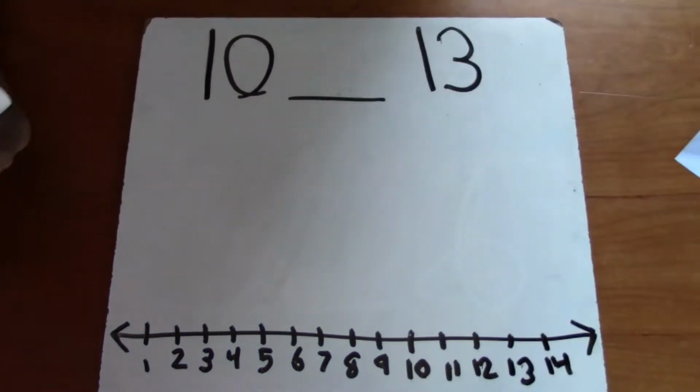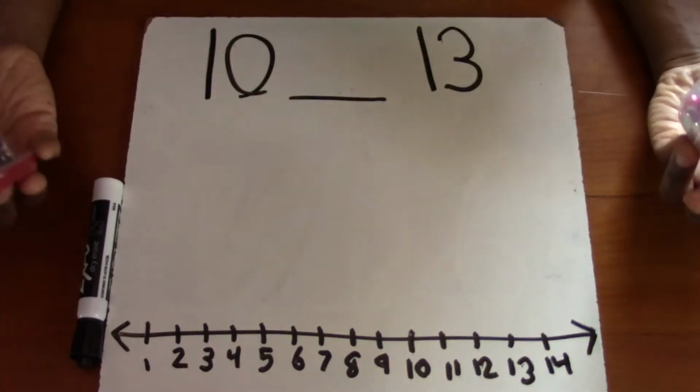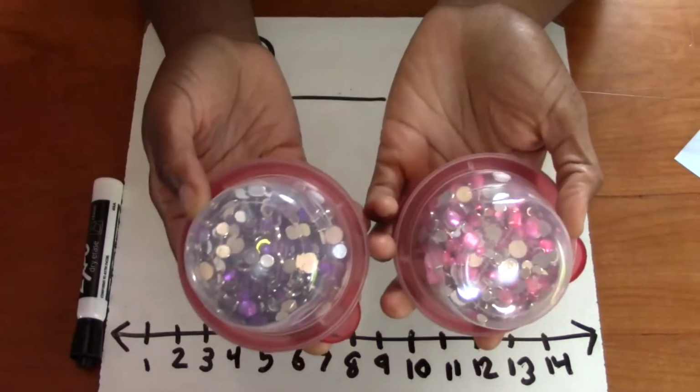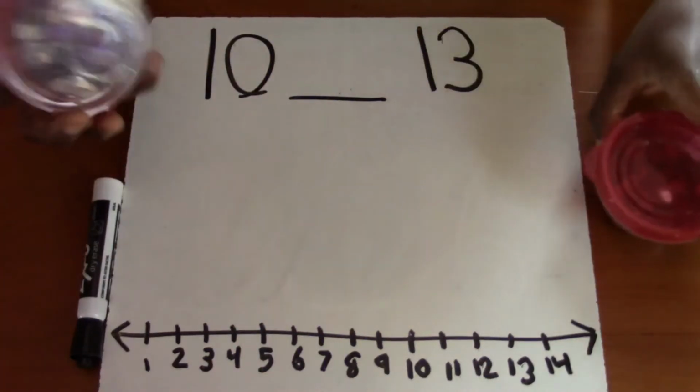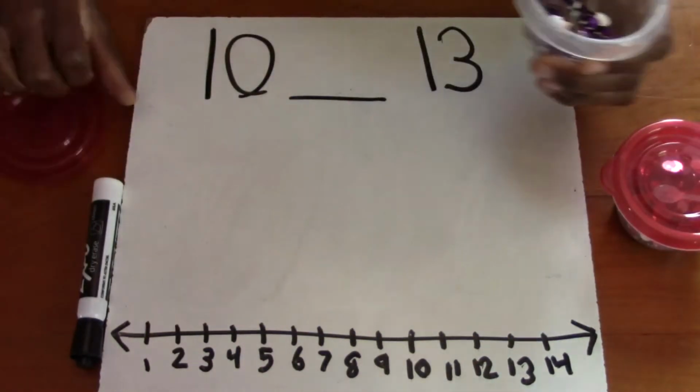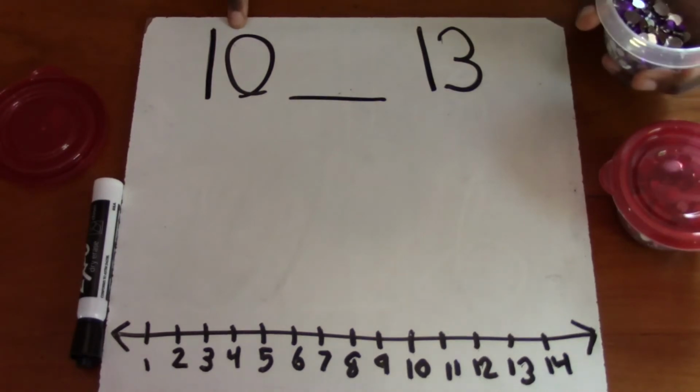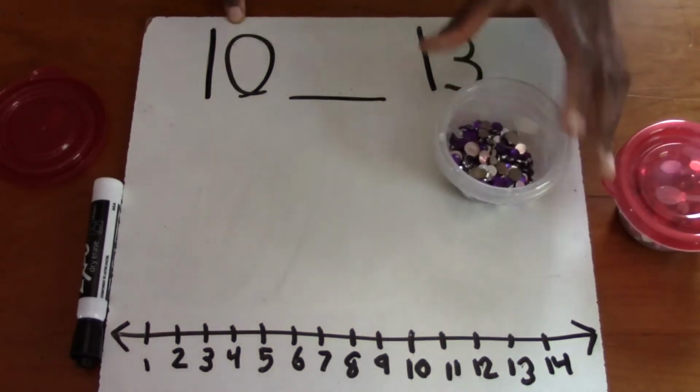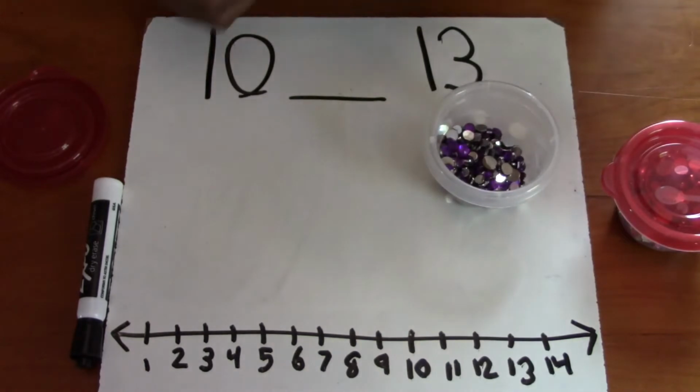Let me get some counters. All right, so I don't have any actual counters in my house, but I do have rhinestones. So I'm gonna do rhinestones. So my first number is what? It's 10. So I'm gonna put out 10 purple rhinestones.